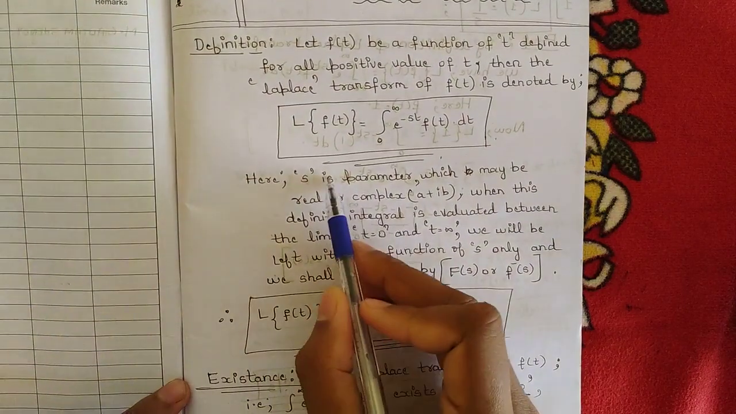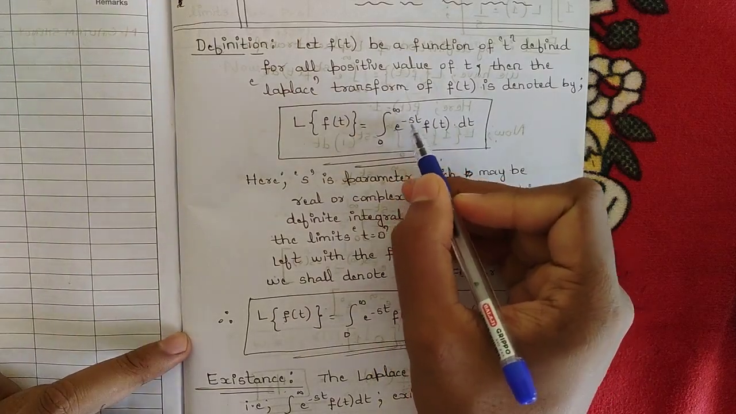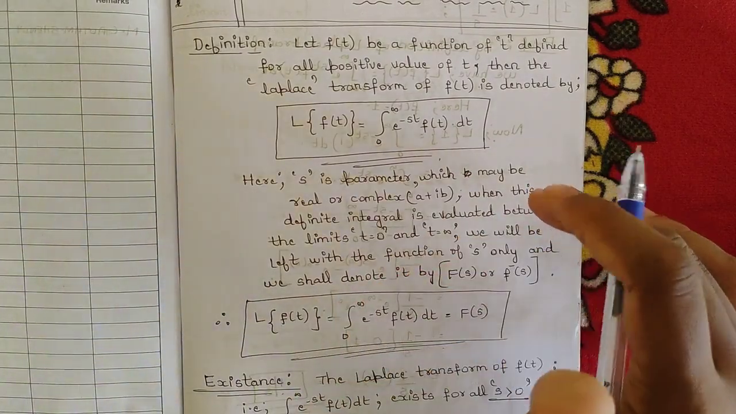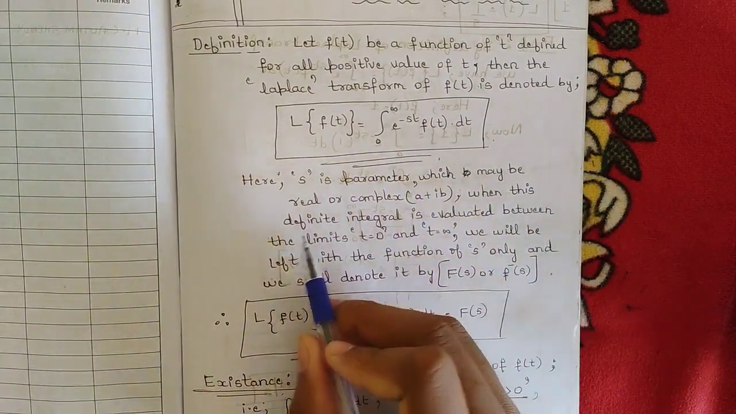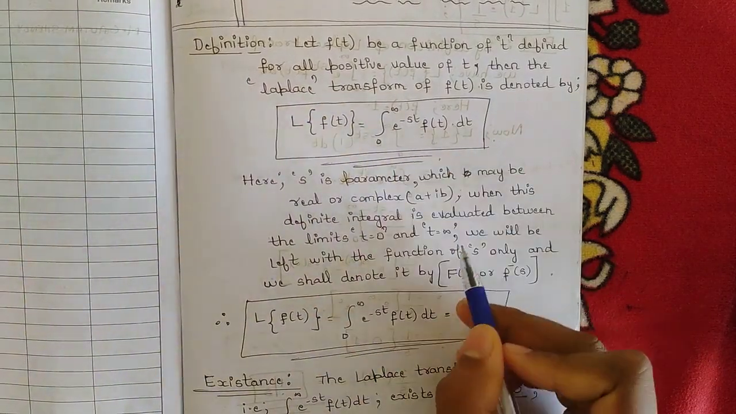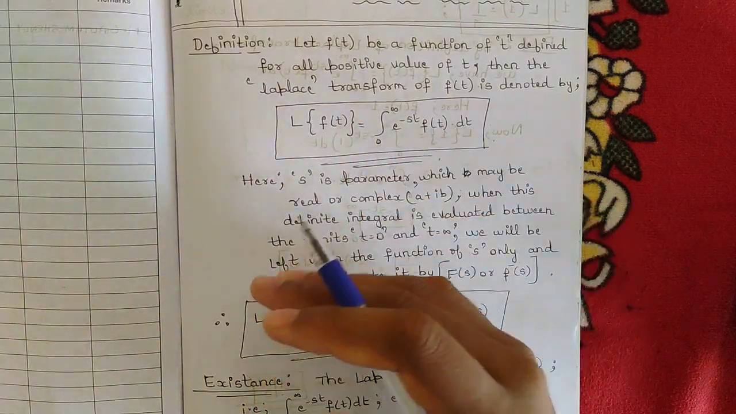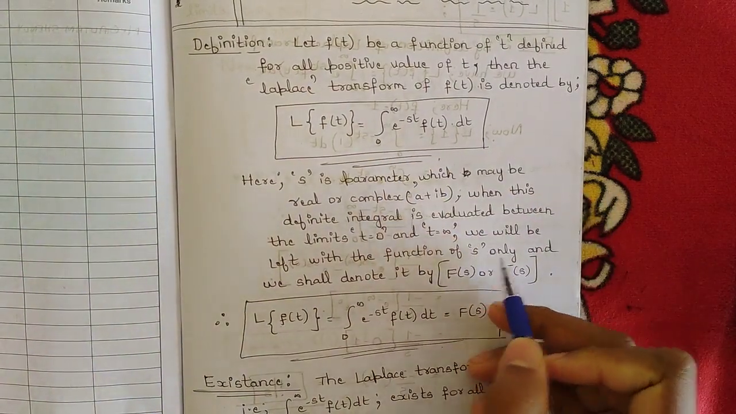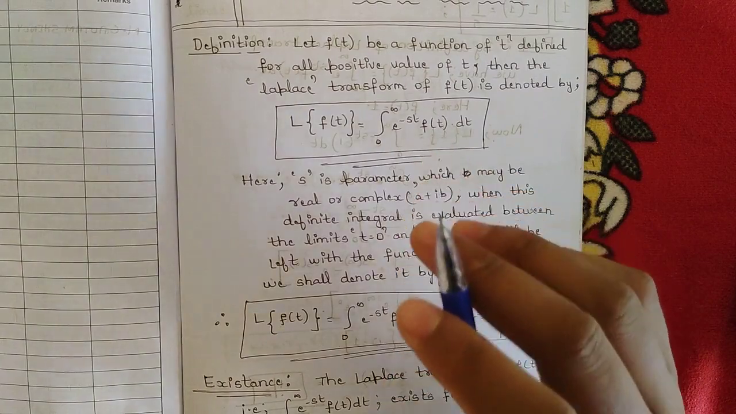Here S is the parameter which may be real or complex. It suggests that the parameter S does not have any restriction to be a real value. It could be any complex value as well, with some complex conjugates. When this definite integral is evaluated between the limits t equal to 0 to infinity, we will be left with a function of S only, and we shall denote it by f of S. After doing the integration we get the function in terms of the S variable.